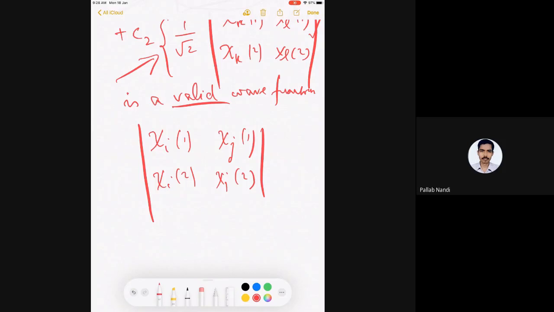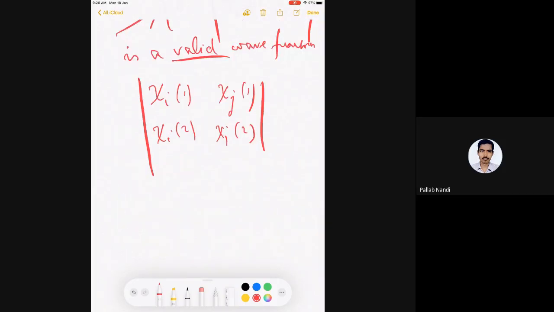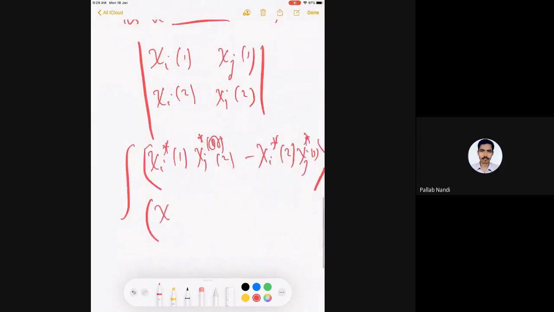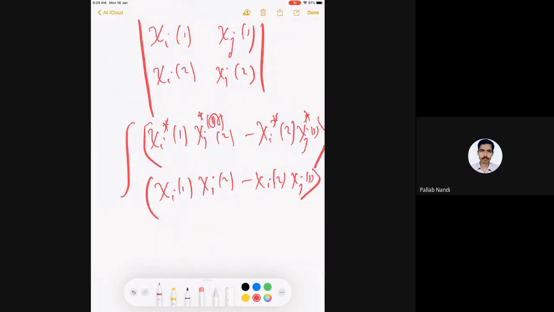So what I will do, I will first take the conjugate of this and multiply, and see what I will get if I integrate. So I have to integrate these two determinants. So chi i star 1, chi j star 2 minus chi i star 2, chi j star 1, into chi i1, chi j2 minus chi i2, chi j1. So I'm just basically trying to find out the normalization.